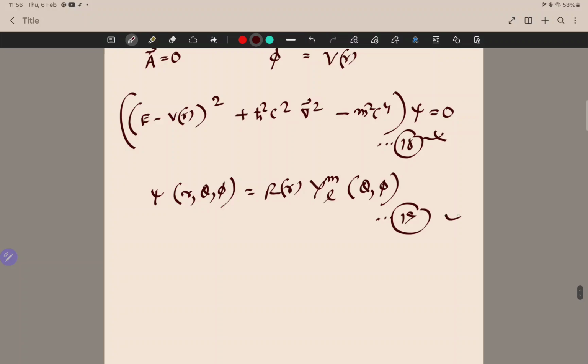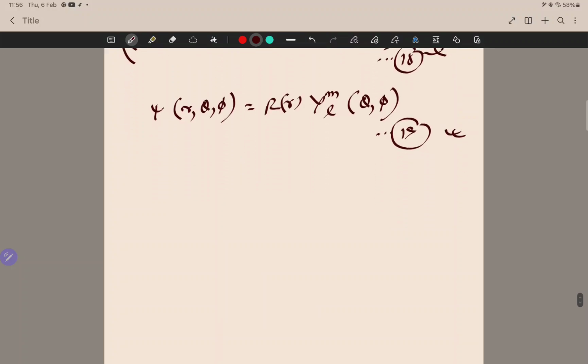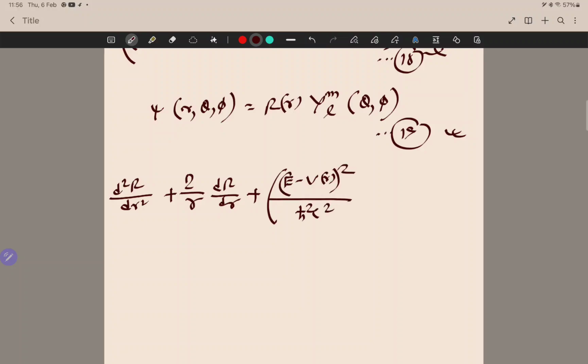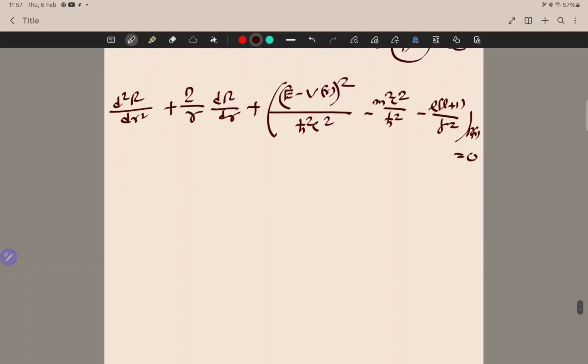From equations 19 and 18, we arrive at the following equation for R of r: d²R/dr² plus 2 by r dR/dr plus [(E minus V of r) whole square divided by ħ² c² minus m² c² divided by ħ² minus l(l plus 1) by r²] R of r equal to 0. Our object is to solve the radial equation.